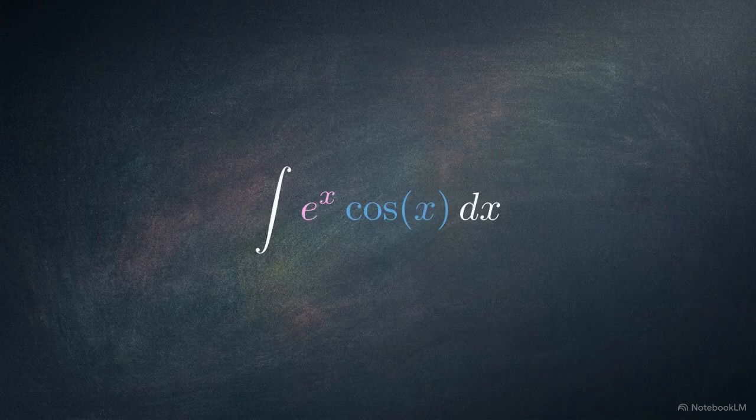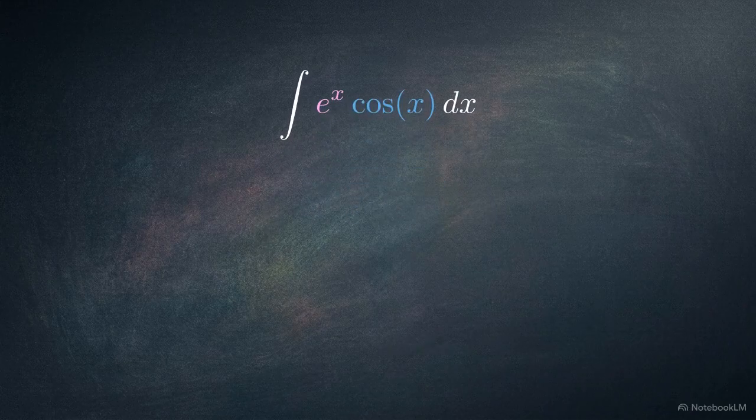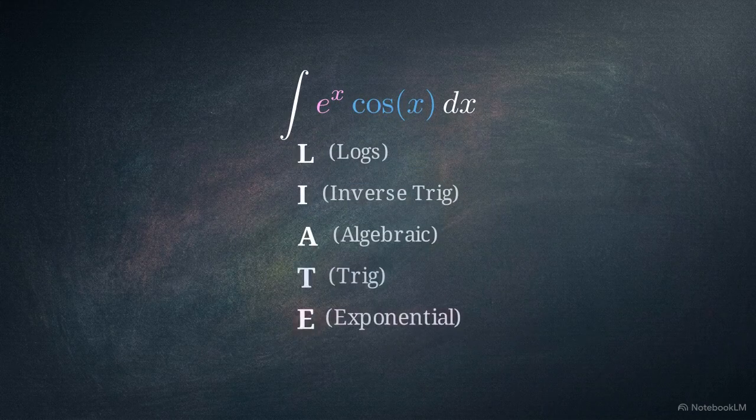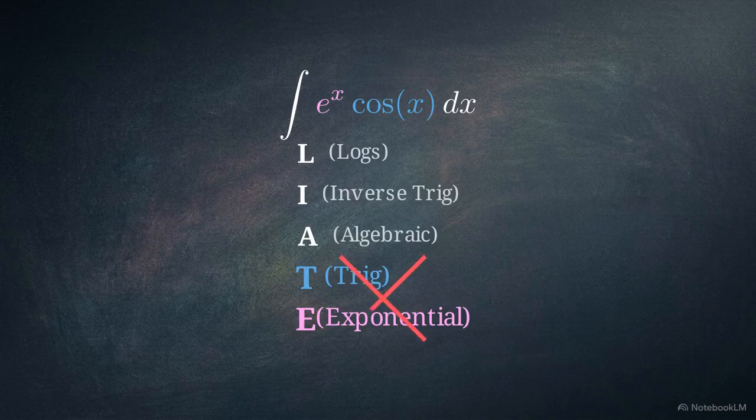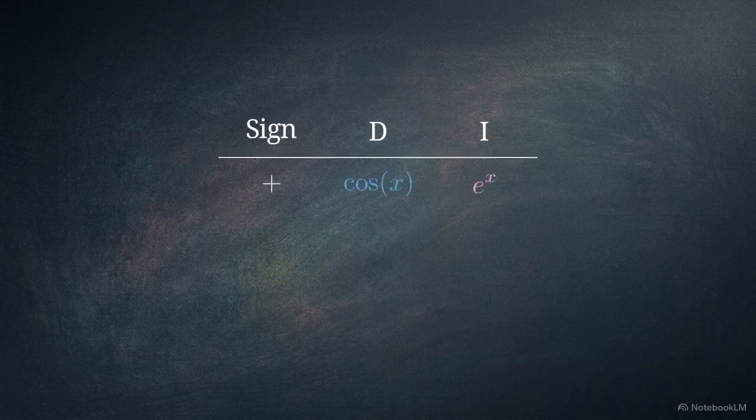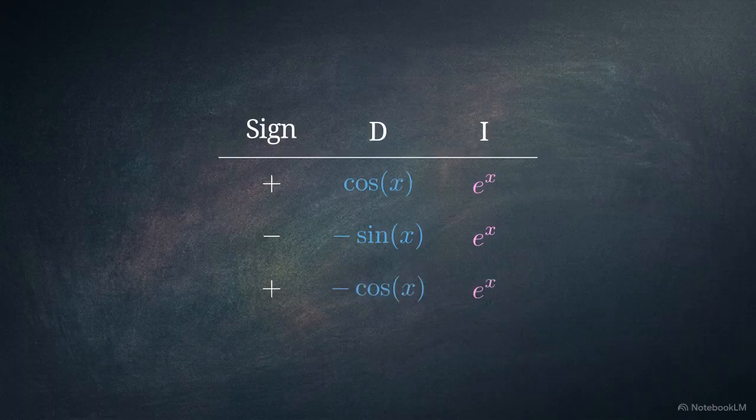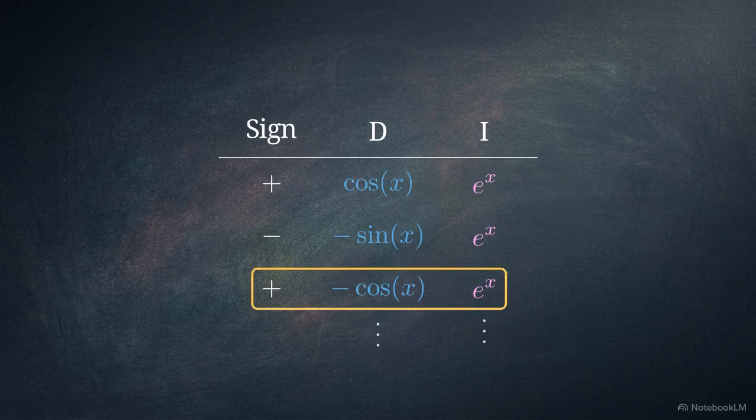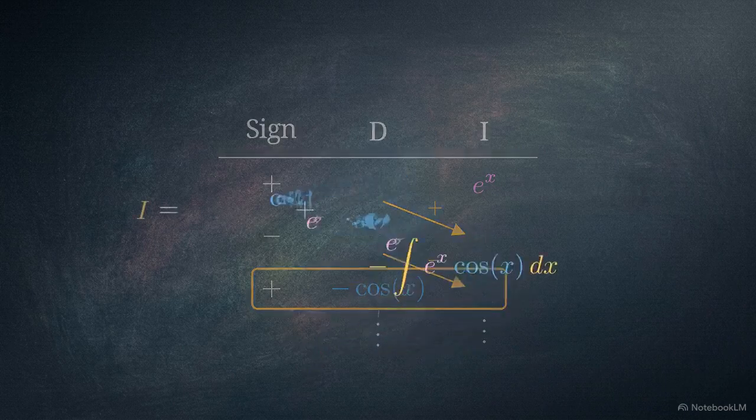Some problems create a circular loop, such as e to the x cosine of x. Here, both terms are at the bottom of the LIAT hierarchy, and neither will ever derive to 0. As the derivative column cycles through sine and cosine, and the integral column repeats e to the x, the table descends indefinitely. No matter how many rows we add, we never reach a termination point. We stop the table the moment a horizontal row matches the original problem.